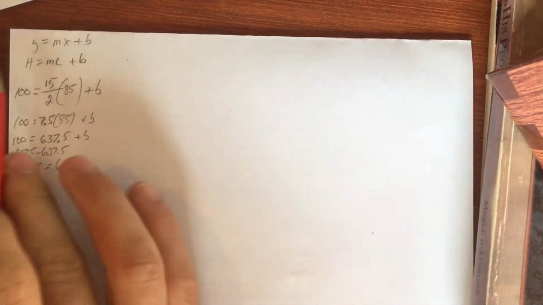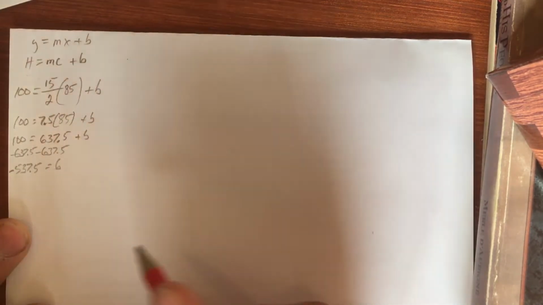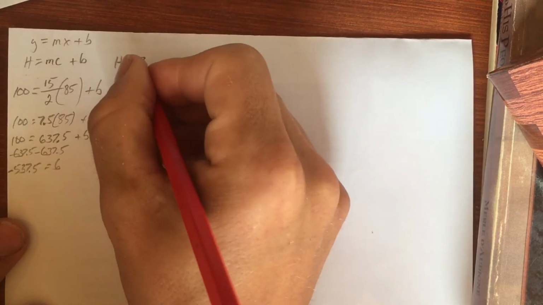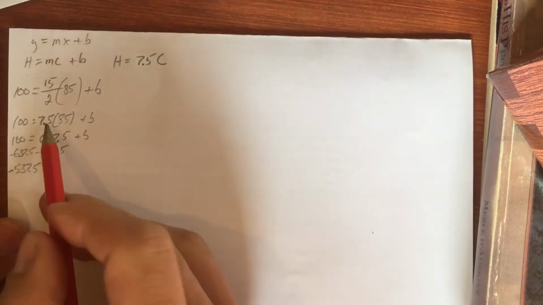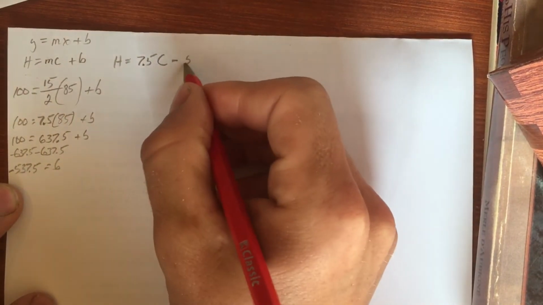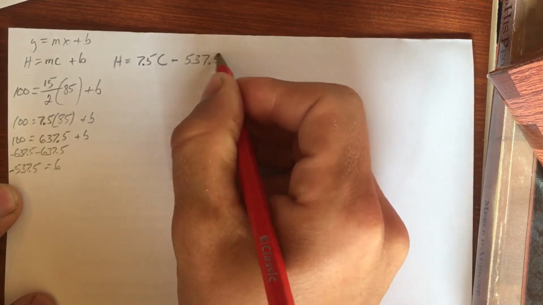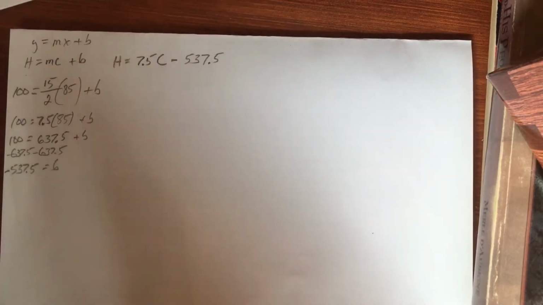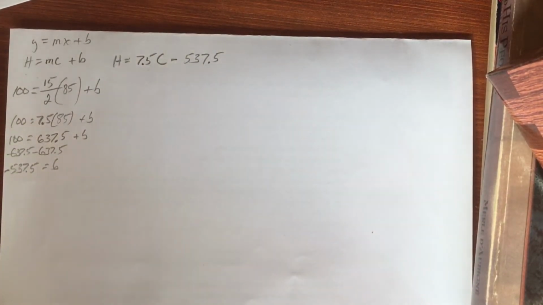Now we're ready to change this into the actual formula that they want to see. So we go h equals mc, so 7.5c, that's our slope, 7.5, and then minus 537.5. That is going to have to be close enough. If you look at the actual answers in the answer key, you'll find that you're not always exactly the same, and the reason why, of course, is because you drew your own line on here.